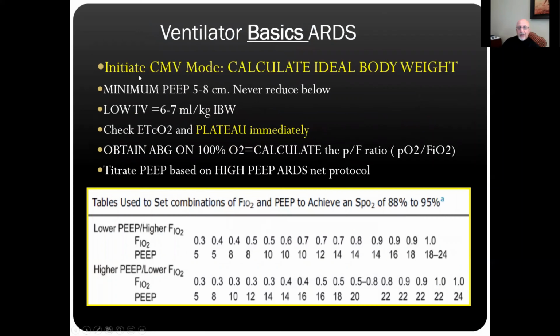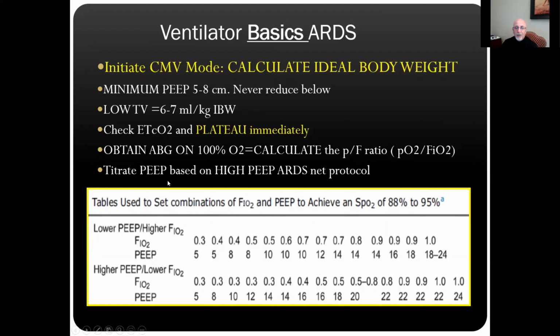Once the patient is intubated and placed on CMV mode, one must calculate the ideal body weight. Initially, one must start a PEEP of minimum of 5 to 8 centimeters, depending on the PF ratio. One will administer tidal volume of 6 to 7 cc's per kilogram ideal body weight, check the plateau pressure immediately, and also place an end tidal CO2 monitor. One should obtain a blood gas on 100% oxygen, as it would be much easier to calculate the PF ratio, which is generally difficult to guess until we have done a blood gas.